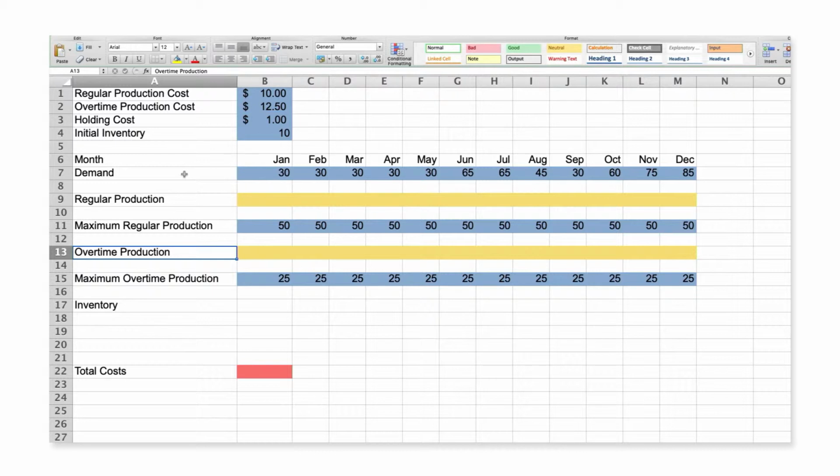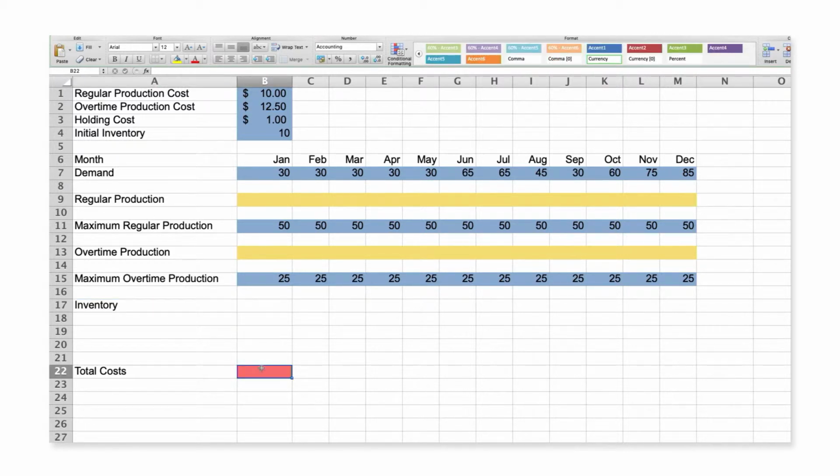In row 13, you have the overtime production variables. In 15, it's going to be the maximum overtime production. And in 17, you have what we're going to put in the inventory formulas. And down in row 22, you have the objective, which is going to be costs. So let's start this model by perhaps putting in some numbers here.